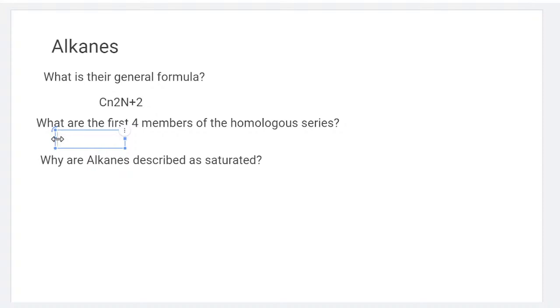Methane, ethane, propane, butane. Okay, cool. Nice. Well done. Methane, ethane, propane, butane. So in the homologous series, the last few letters of each name tell you the homologous series. So you know they're alkanes because they all end in ane. And why are they described as saturated? Do you know why they're called saturated?